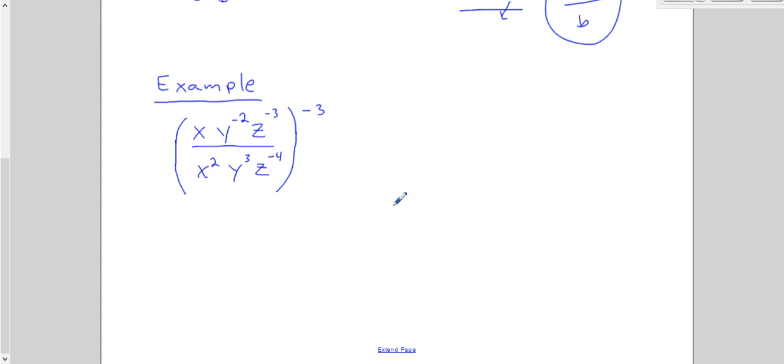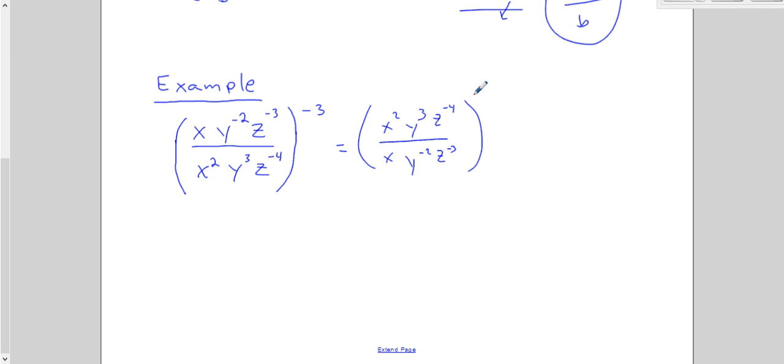And now the very complex one. So I'm going to start with this negative exponent on the outside. So that's going to flip everything on the inside. Regardless of what their exponents are, everything just flips. So I'm going to just flip everything upside down. So x squared goes on the top. All these things on the bottom are going to be now on the top: y to the third and z to the negative 4. And then on the bottom, I'm going to have x, y to the negative 2 and z to the negative 3.